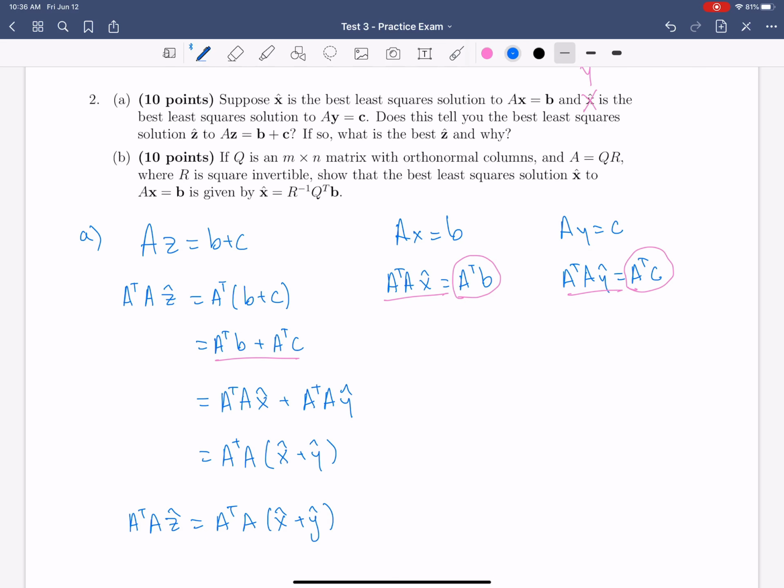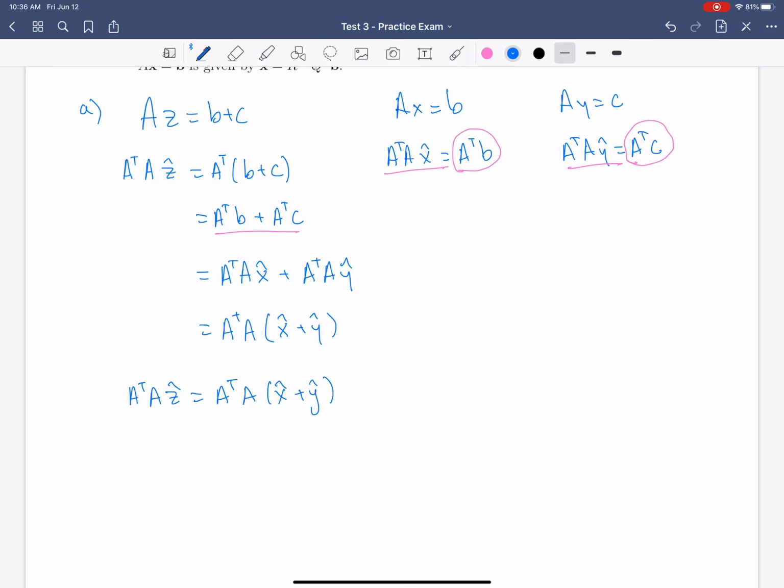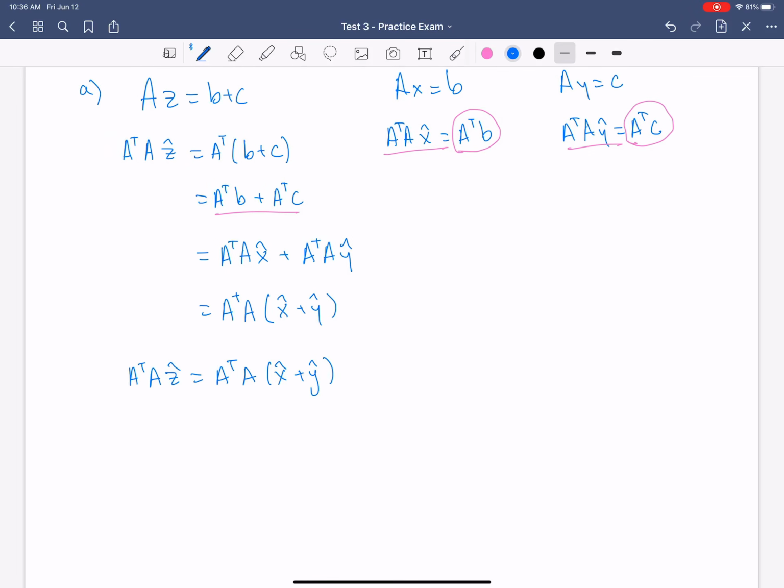Now, does this tell me exactly what Z hat is? The answer is no. You cannot simply conclude that Z hat equals X hat plus Y hat. And the question is, why not? I'll just digress for a moment. Imagine you have something like this in calculus, x squared equals x. The most common mistake for students to make is to say, oh, so one x cancels here and I get x equals 1. That's wrong. Why is that wrong?